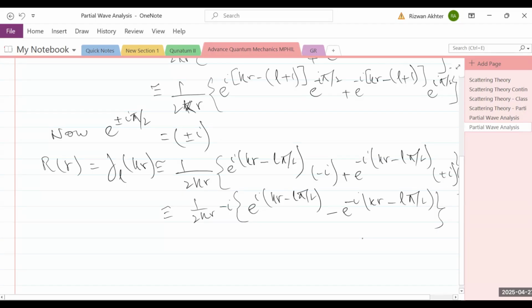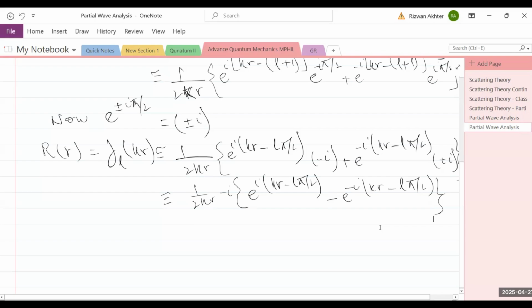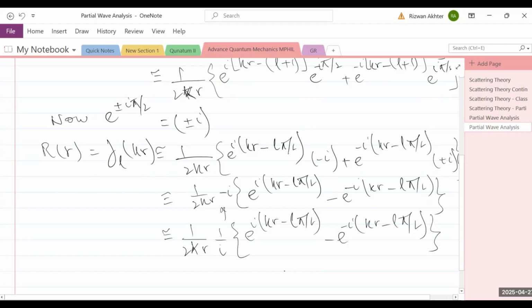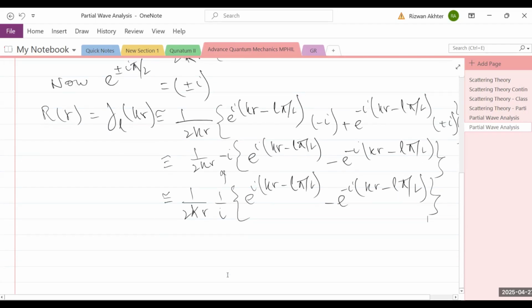Now these two factors have a minus sign, so this is something you will avoid, the minus sign. We can always rationalize, and so 2kr, which equals 1 over iota, and then we have e to the power iota kr minus l pi by 2, and minus e to the power minus iota kr minus l pi by 2. So these are two terms. So this is basically some solution which is a solution for linear combination.